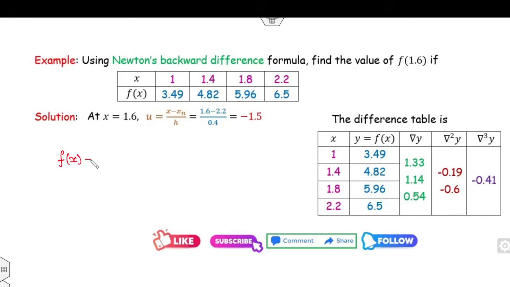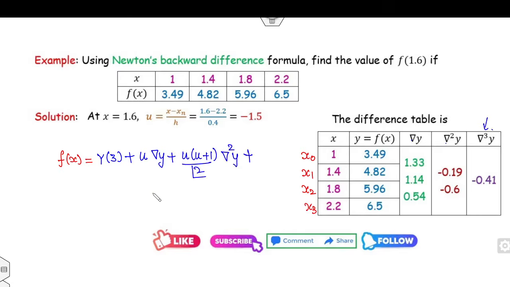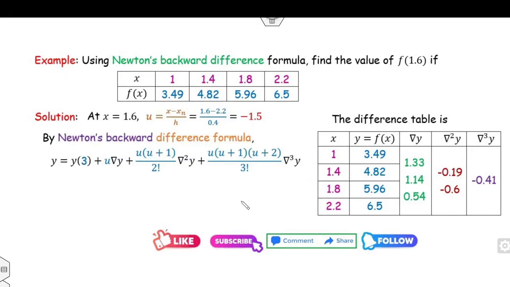Then how can you write the backward difference formula? That is my f(x). This is my x0, this is my x1, this is my x2, this is my x3. So my target is to write y3 plus the first backward difference, u nabla y. For the second, it's u(u+1) over 2 factorial, plus, because now this time there is a 3 also, u(u+1)(u+2) divided by 3 factorial of nabla cube y. Fine. Now I can substitute this value. I can use the last line.